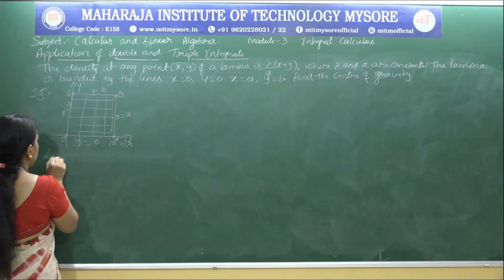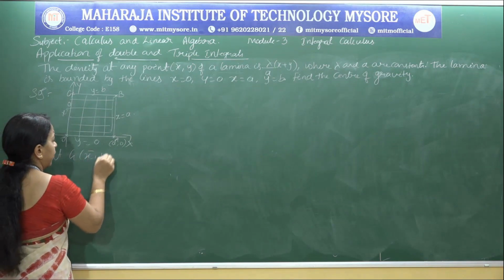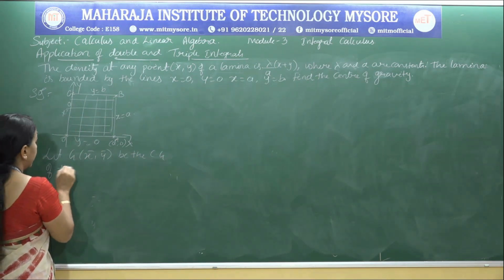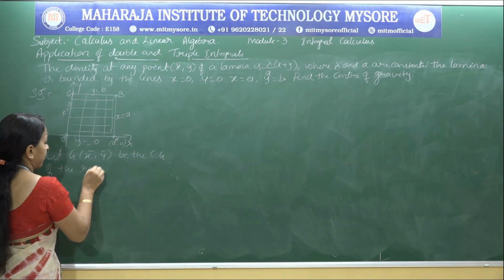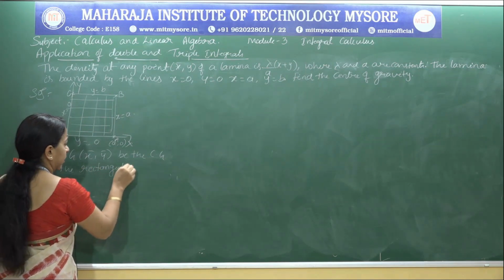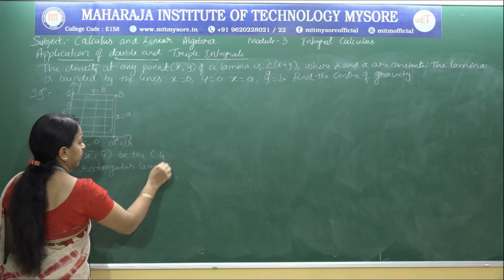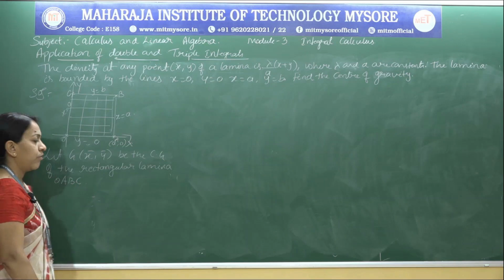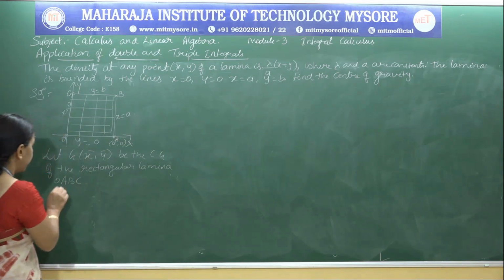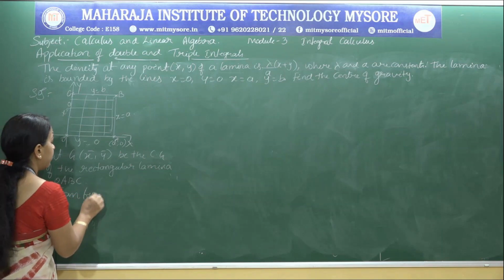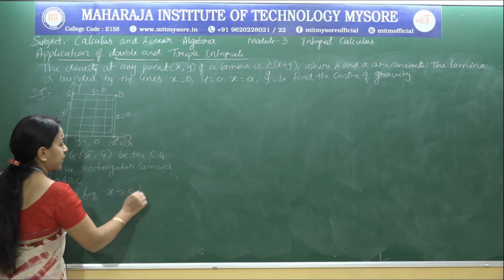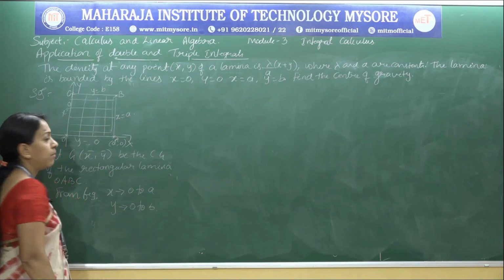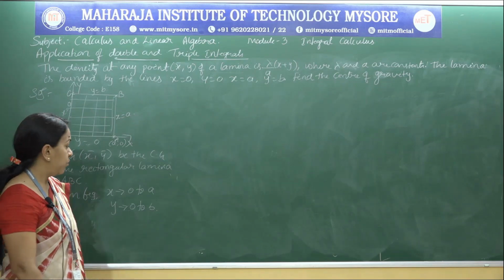Now let G(x bar, y bar) be the center of gravity of the rectangular lamina OABC. From the figure I can write our x and y limits. X varies from 0 to a, it is clear, and y varies from 0 to b. So both are constant limits we have.